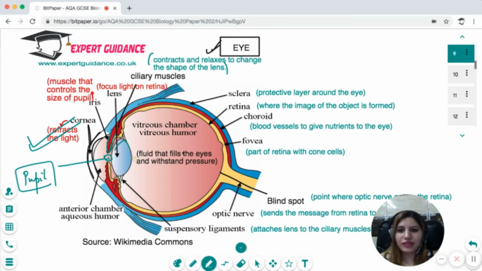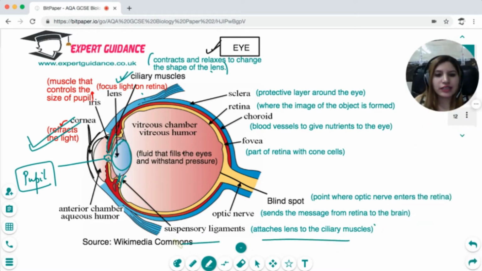Then you have the lens. The lens function is to focus the light on the retina. Then the lens is attached with the help of the ciliary muscles. They can contract and relax to change the shape of the lens. And there are suspensory ligaments that support the lens onto the ciliary muscles.